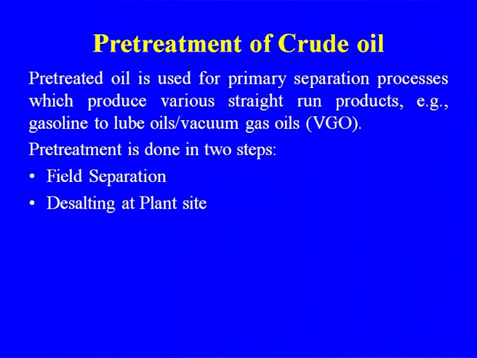Pre-treatment is done in two steps. One step is the field separation, which takes place when we get the crude after the drilling, and the processing of the crude oil for the separation of sediments, water and sour gases takes place at the site itself. Just like at Hajra, we have the pre-treatment facility in the ONGC plant, and some other ONGC plants also have the pre-treatment facility.